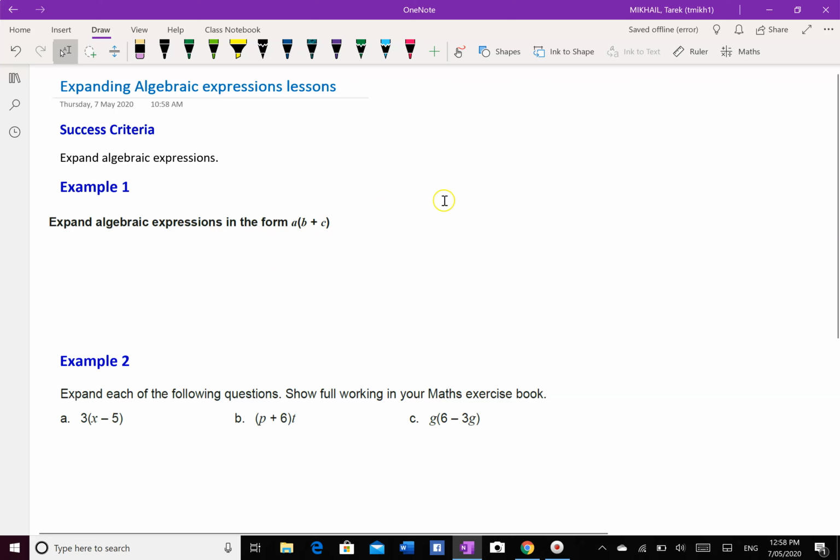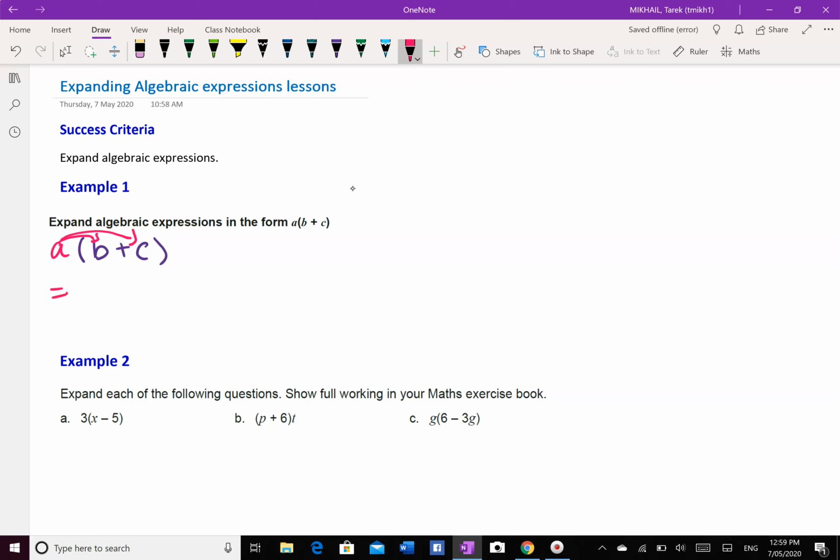There are two methods to expand the brackets. The first one is distribution. I will do the first example, which is example 1. If I write the question A and B plus C, we have to distribute A inside the bracket between B and C. So A goes to B and A goes to C.